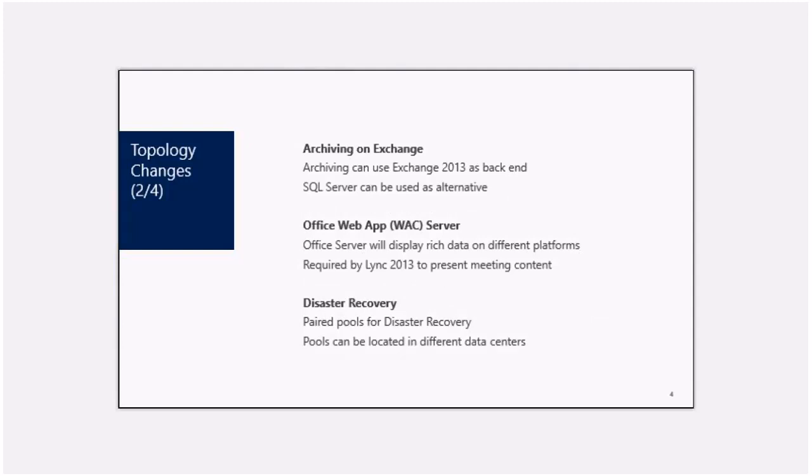Exchange can now be used as the archiving backend if you're using Exchange 2013. Previously, you needed a separate server for archiving. If you don't have Exchange 2013 or you're using Office 365, you can still use SQL Server as your alternative monitoring server.